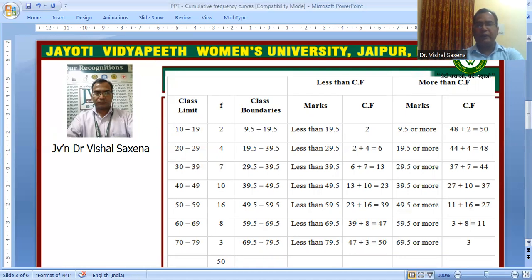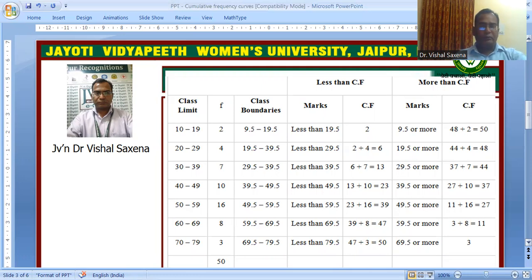We can understand this from this table. In this table we are given a grouped frequency distribution, where the class limits and the frequencies are mentioned. The class limits are 10 to 19, 20 to 29, 30 to 39, 40 to 49, and so on, and the frequencies are 2, 4, 7, 10, 16.